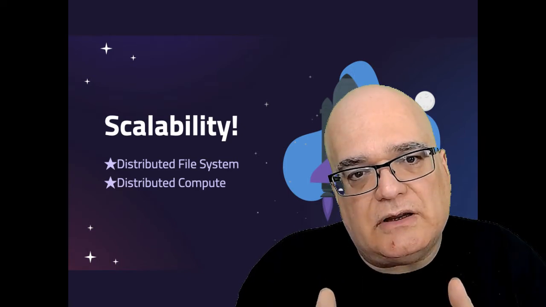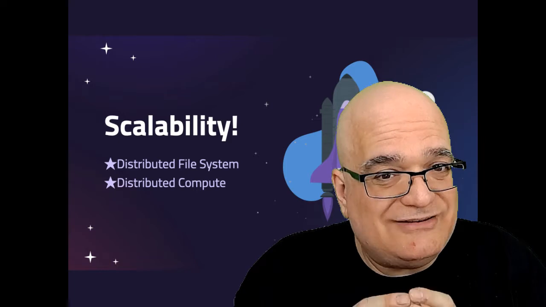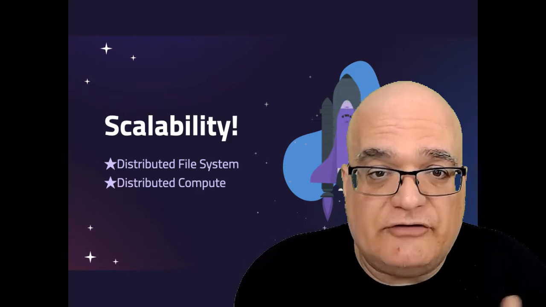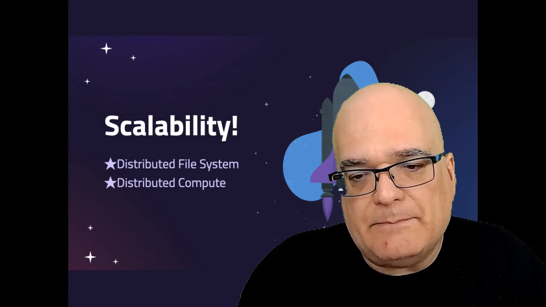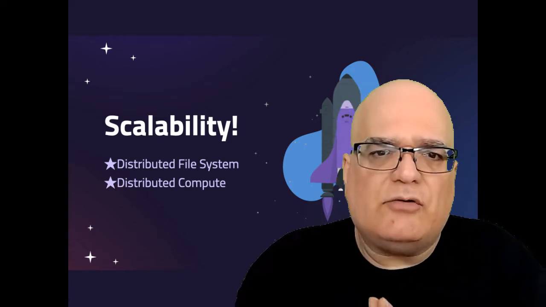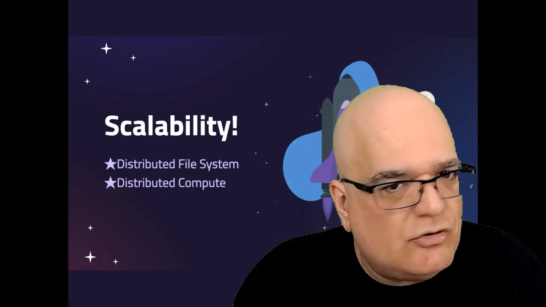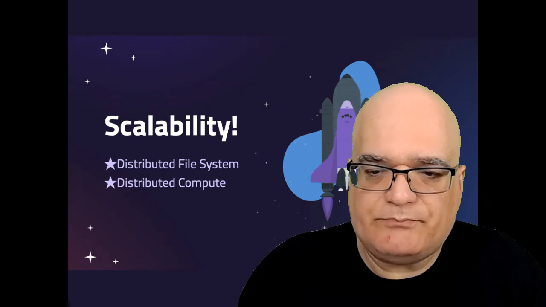These machines did two things. They first of all provided a distributed file system for storing that data across loads of machines. And also they provided a distributed compute. Now, some people think that the distributed compute is not necessarily part of the data lake, but to me, I think it does have to be.